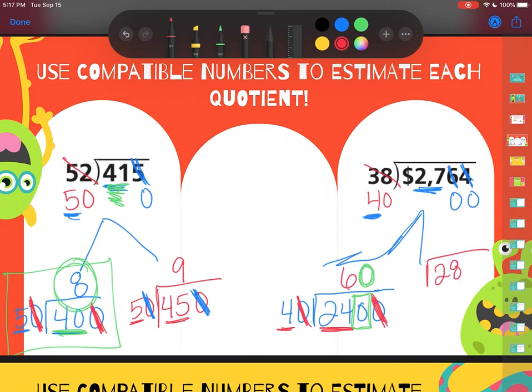28. But I have those 2 zeros at the end, so I end up with 2,800. 2,800 divided by 40. So I'm going to pay attention to my 28 divided by 4. 28 divided by 4 is 7.